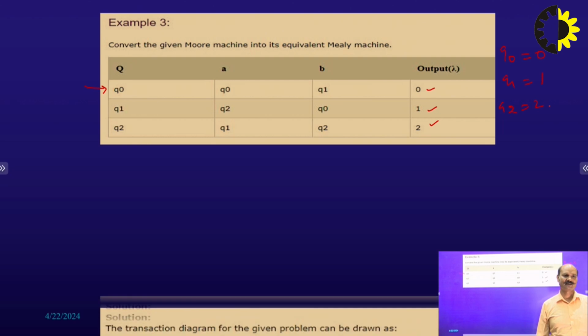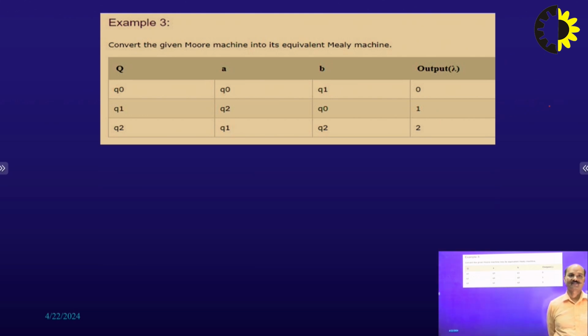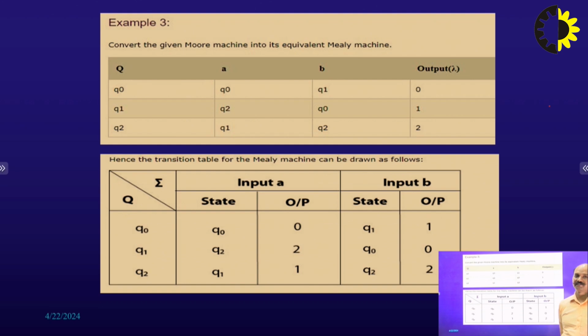So we convert this table into another table, or we can use our old traditional method, that is the transition function. You can easily convert this particular table into a diagram. Then what we are going to do is table to table conversion. This is the Moore machine table, and this is the Mealy machine table.